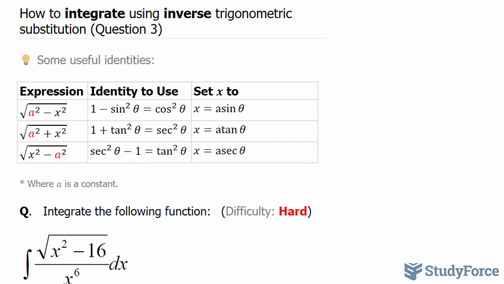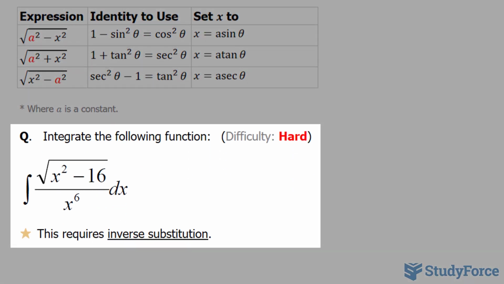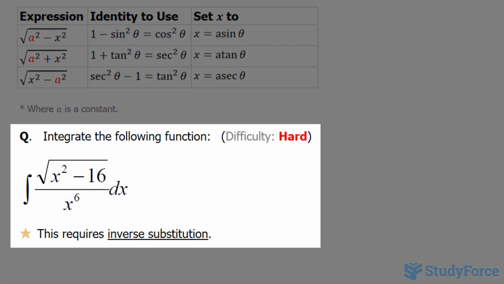In this video, I'll show you how to integrate using inverse trigonometric substitution. This is question 3. The function that we will be integrating in this video is shown right here, where we have to take the integral of the square root of x squared minus 16 over x to the power of 6.